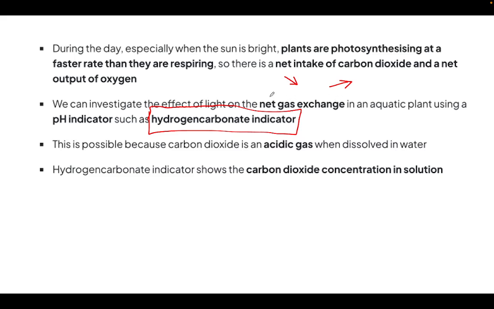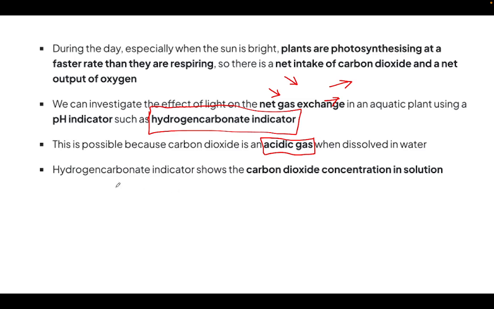But in the dark, we have more respiration. That means more oxygen will be used and the plant will release carbon dioxide. This is the gas exchange we are talking about. We should be able to explain it, and I think it is easy to explain. This is possible because carbon dioxide is acidic. That means if more carbon dioxide is released, and more can be released when there is respiration, the place will be acidic.